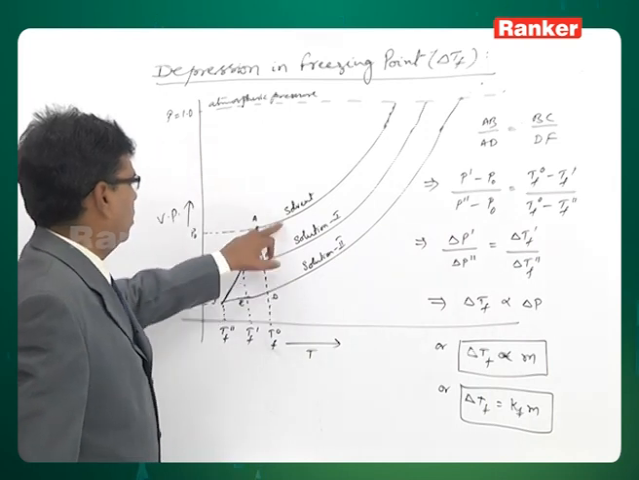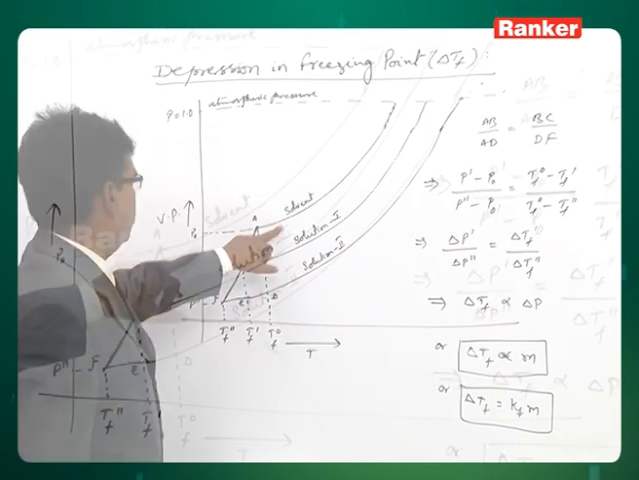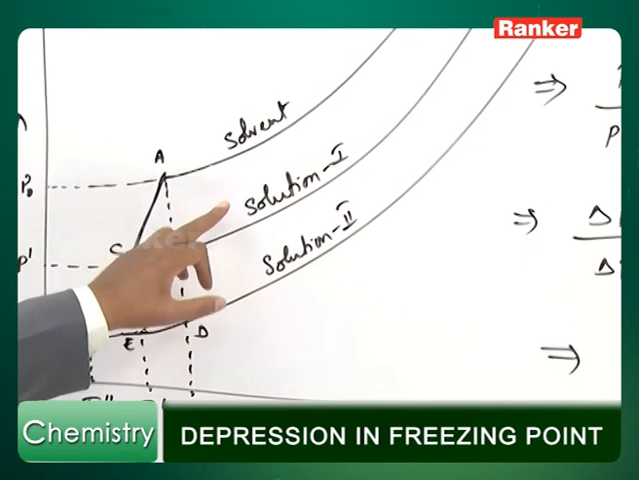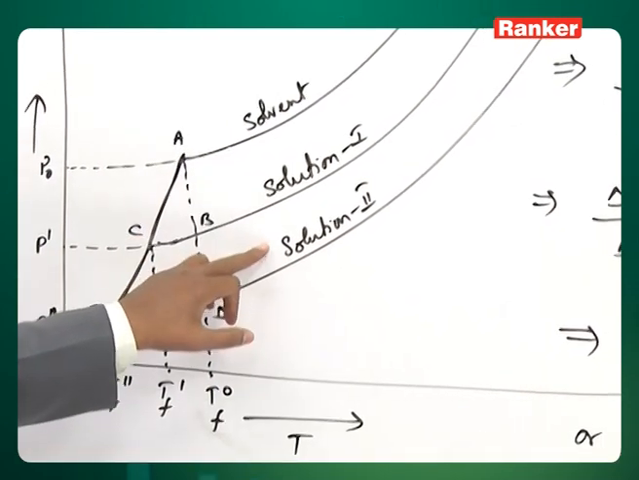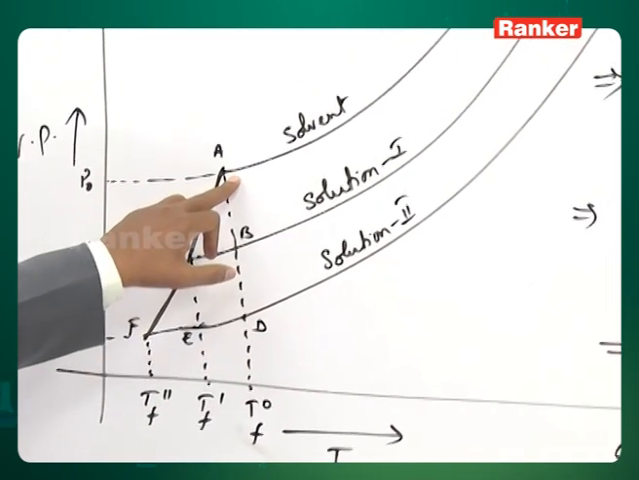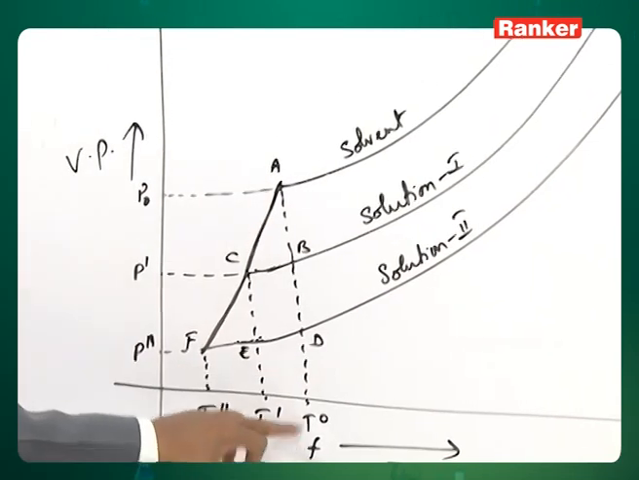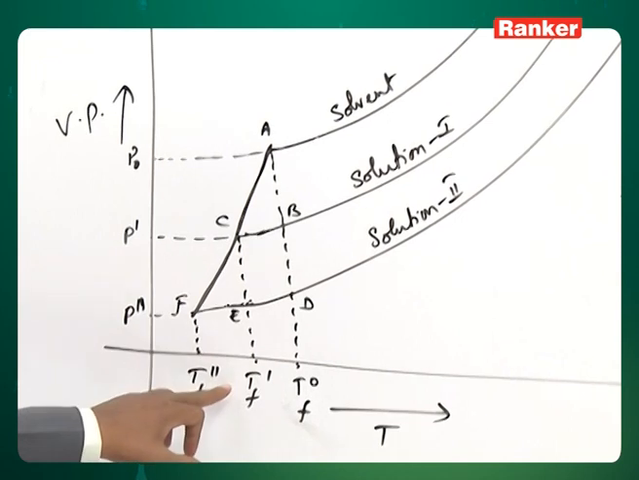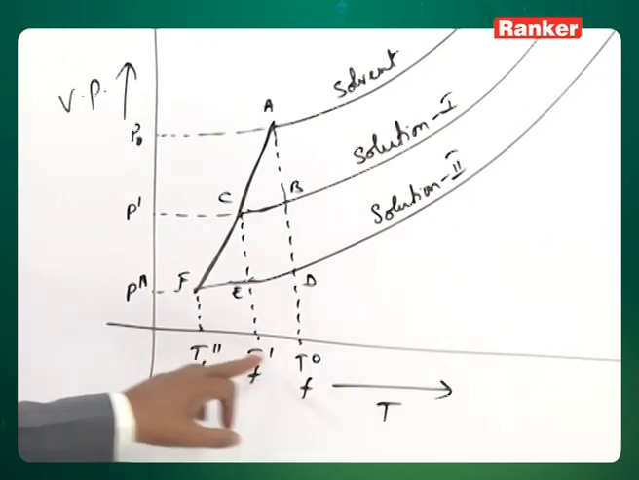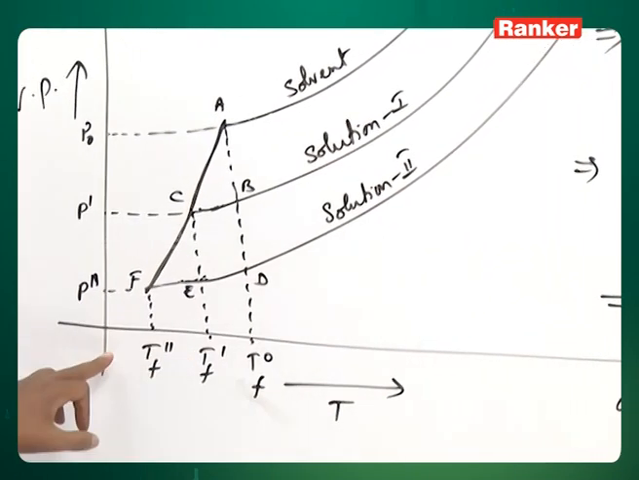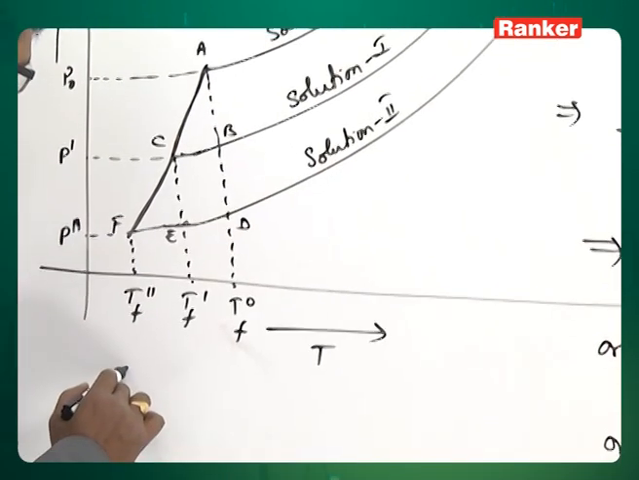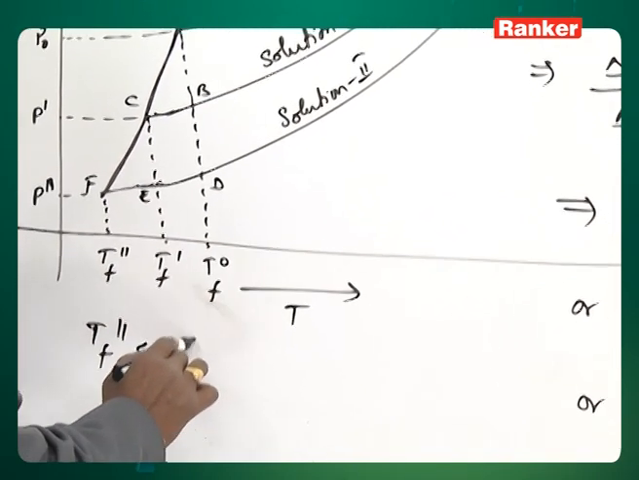As you can see over here, this is a curve drawn for vapor pressure versus temperature for a pure solvent. This is for solution 1, this is for solution 2. Again, solution 1 is less concentrated than solution 2. Now, as you can see, TF naught is more than the solution freezing point. This is the freezing point of the pure solvent, this is the freezing point of solution 1, this is the freezing point of solution 2. So, as you can see from the graph, TF double dash is less than TF dash is less than TF naught.